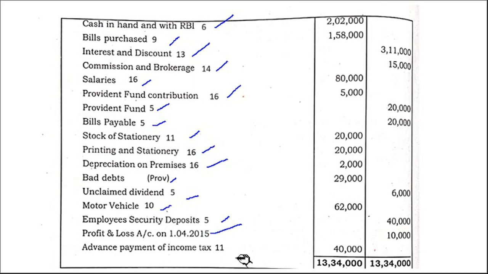Advance payment of income tax. This is other asset. So assets only two types are there. Fixed asset and other asset. So it comes under current assets, no? So other asset 11.